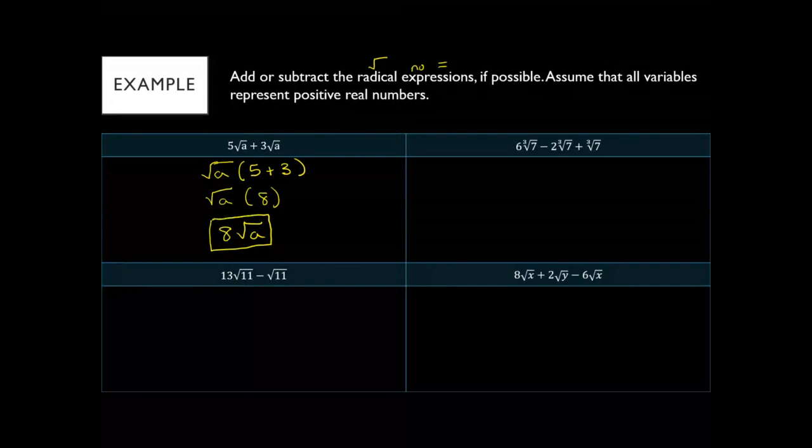So this is the long way to do it using our math rules, but basically all you need to do is add the numbers in front, and then the square root of a just kind of hangs out. So you're not combining square roots, you're not adding what's inside the square roots, it just kind of hangs out there.